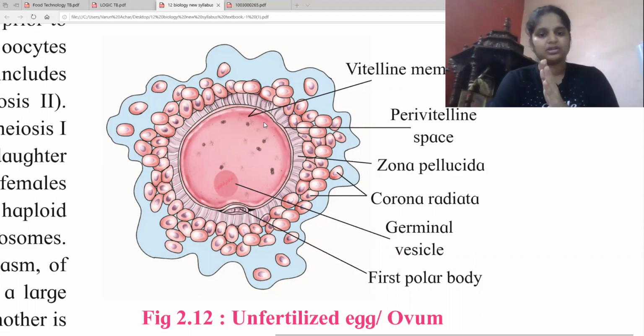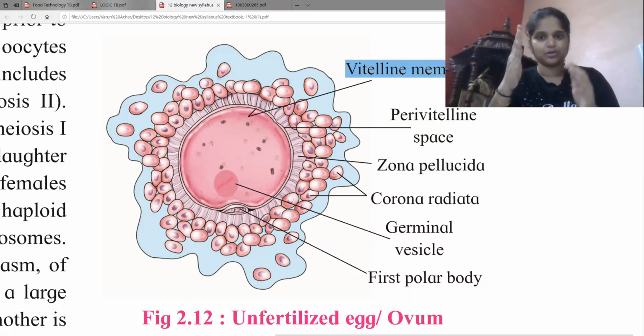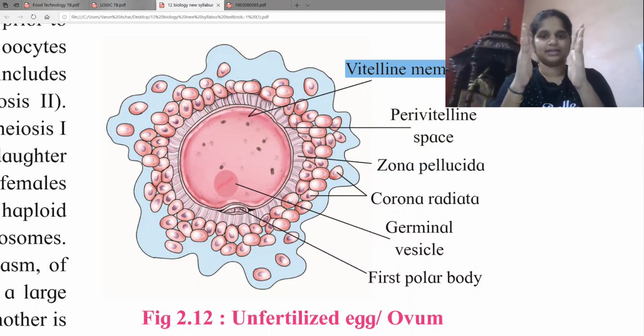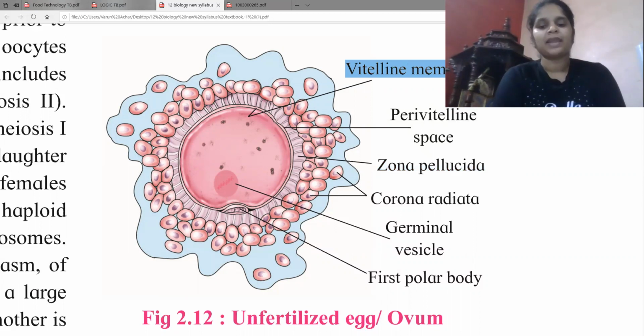The outermost one will be called the zona pellucida. Inner to the zona pellucida you are going to have the vitelline membrane. So outside is the zona pellucida and on the inside is the vitelline membrane. Now there is a space in between these two layers, and that particular space is called the perivitelline space.